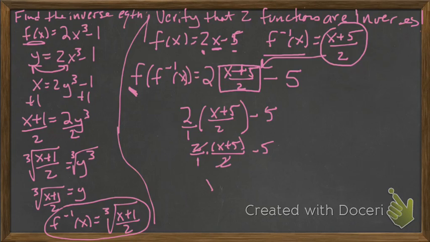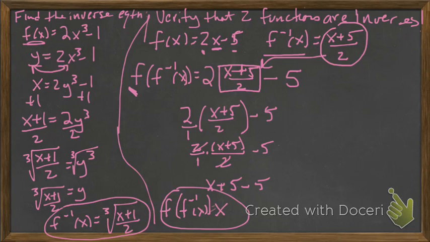So I'm left with x plus 5 minus 5, and you get just x. So we've just shown that f of f inverse of x is just x, which should make sense because what we've done is we've plugged the function that undoes the original function's operations in, so ultimately we end up with just our input back, which is x.